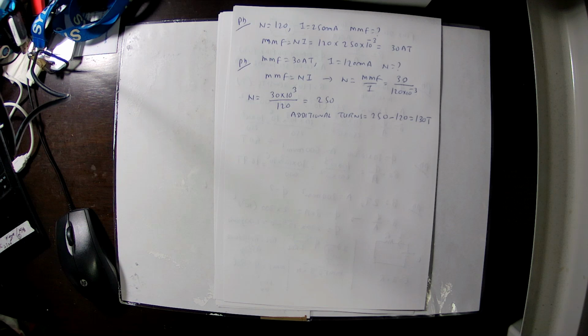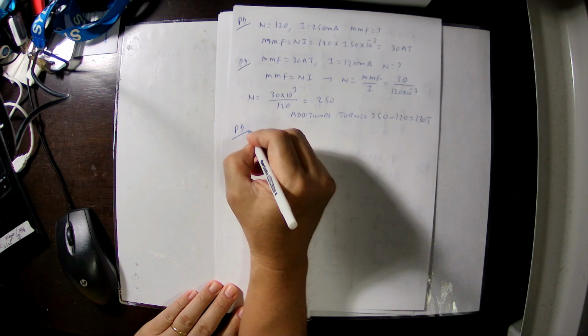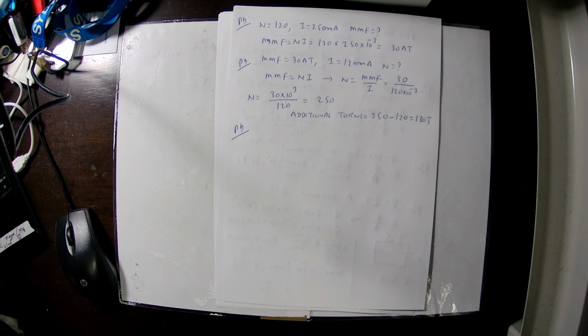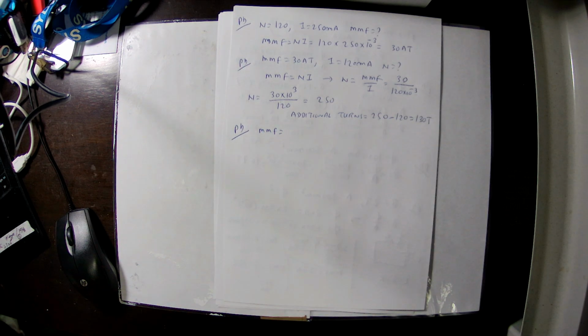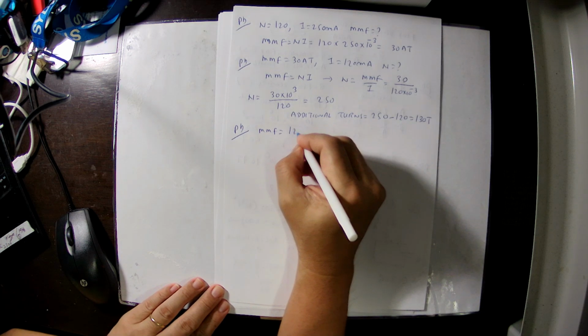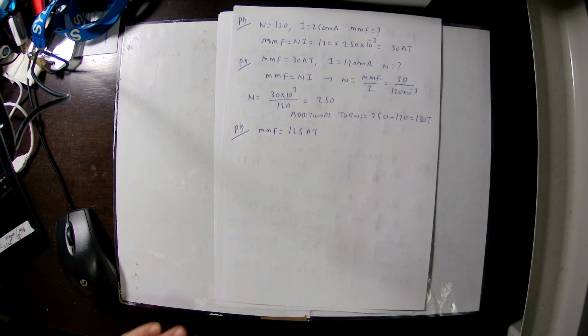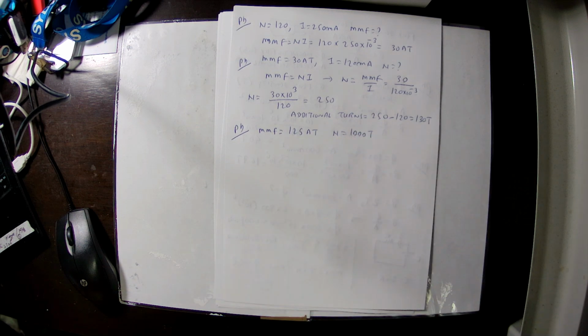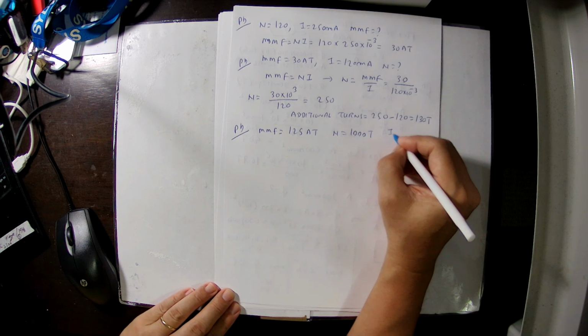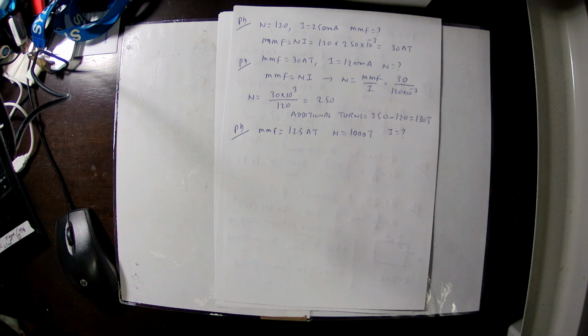The next problem. The coil's magnetomotive force value is 125 ampere turns. The number of turns N is 1000. We need to calculate the current. How much current needs to flow? So MMF is 125 ampere turns, the number of turns is 1000, and we need to calculate the current.